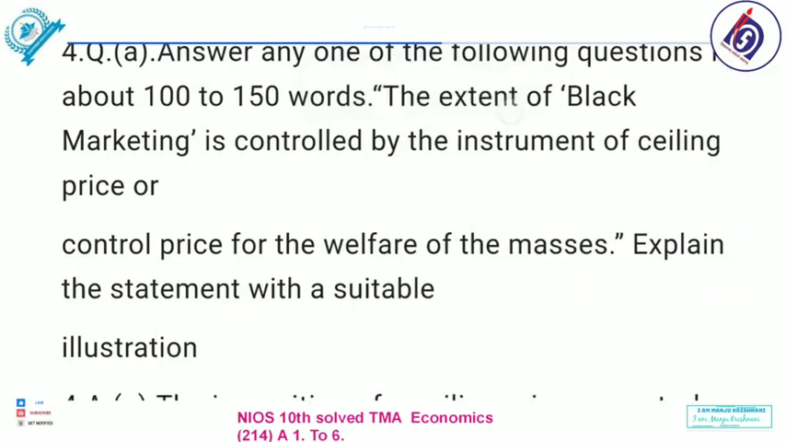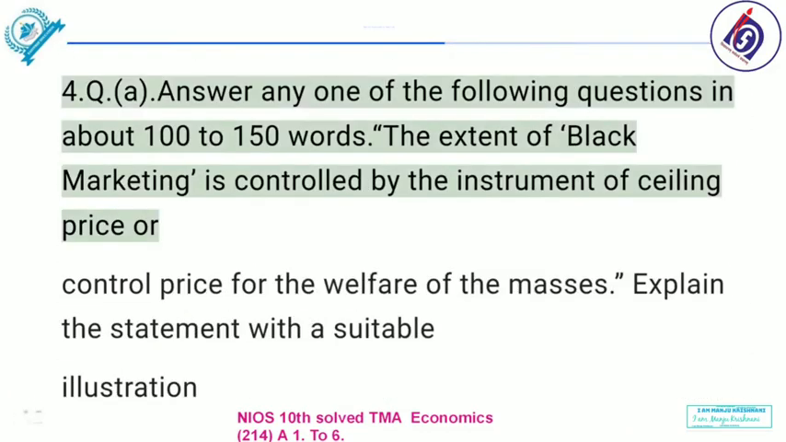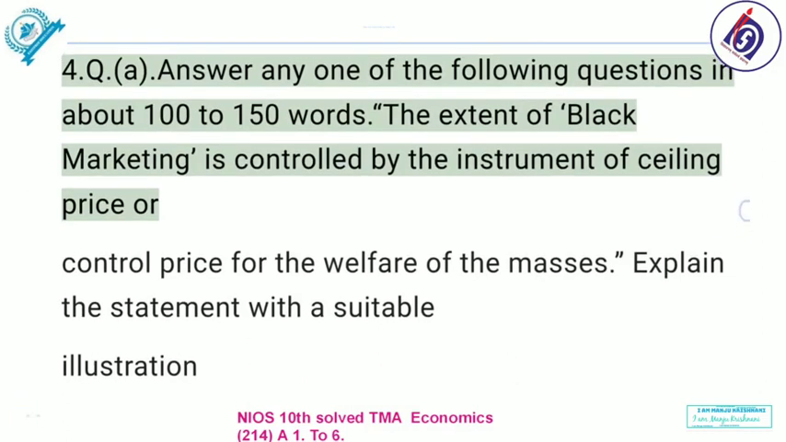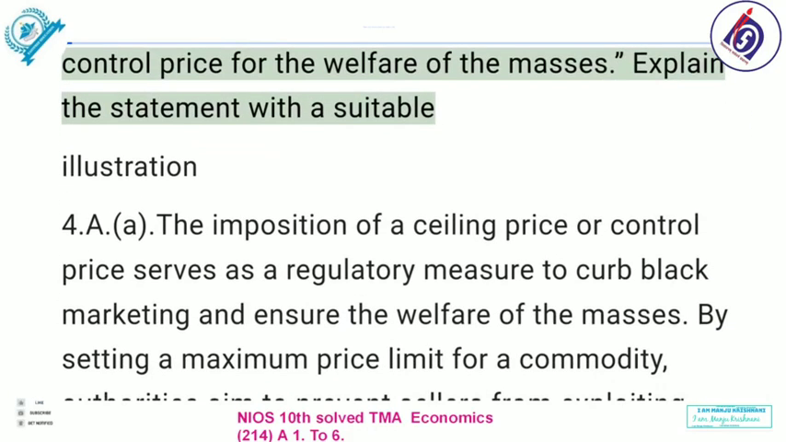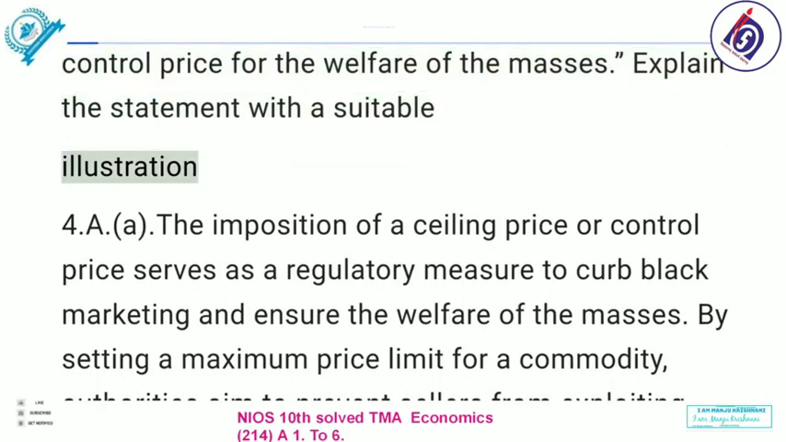You are suggested to make a chart. Q. Answer any one of the following questions in about 100 to 150 words. The extent of black marketing is controlled by the instrument of selling price, control price, for the welfare of the masses. Explain the statement with a suitable illustration.